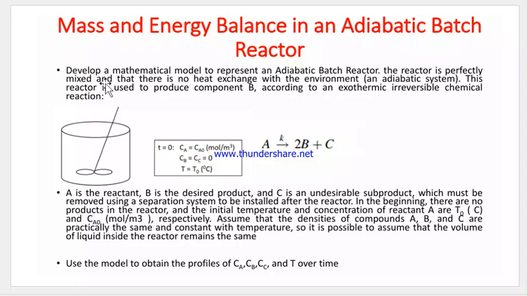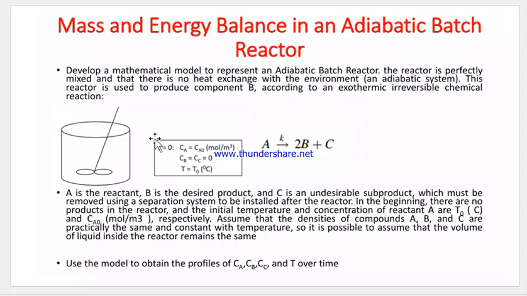So in this question, we are asked to develop a mathematical model to represent an adiabatic batch reactor. Adiabatic batch reactor means there's no convective heat transfer in this case. Again, we have to obtain from the model Ca, the concentration of A, concentration of B, concentration of C. That means you have to produce the balance of A, balance of B, balance of C, and balance of temperature. So you have to produce conservation laws for the three species and temperature energy conservation. So please note all of this.